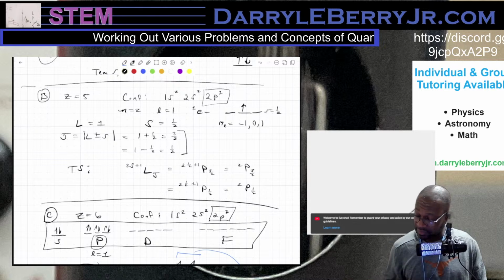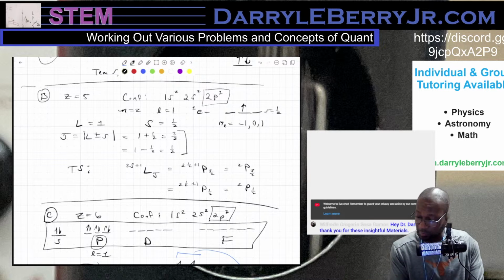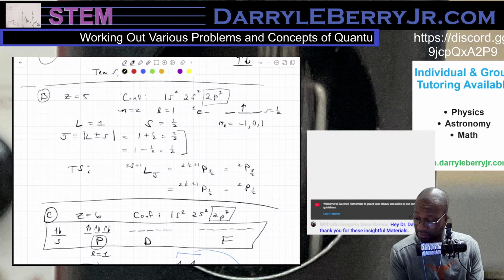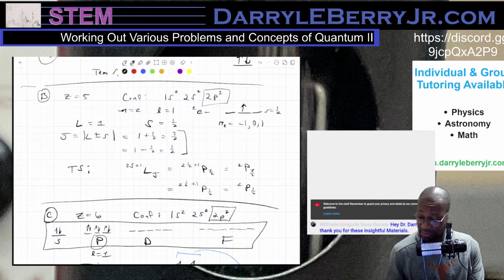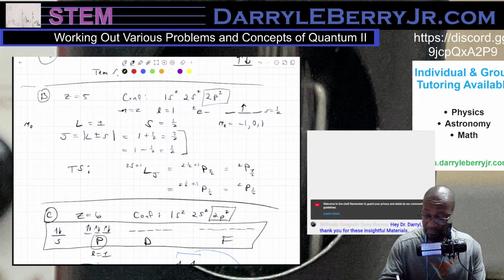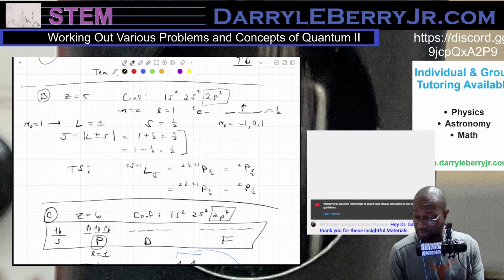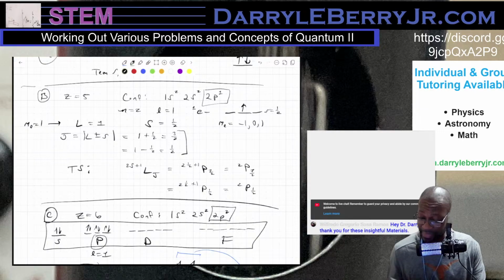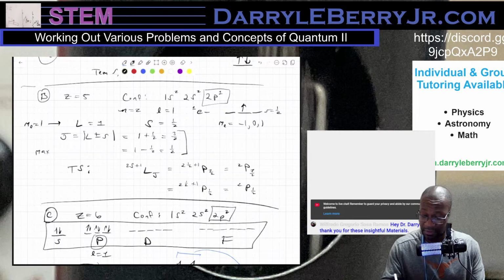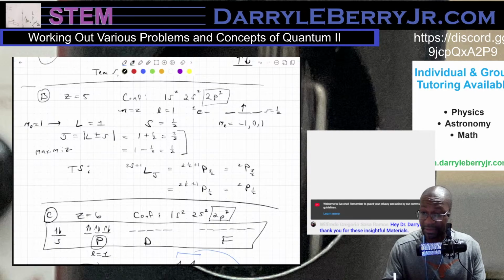So I have 3 of these. But we want to maximize the L's. So if we're going to maximize the L's, we would do L equals 1 or ML equals 1. Thus L equals 1. So this would still work. So one key is to maximize the L's.